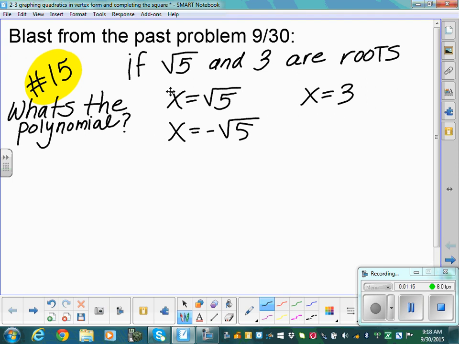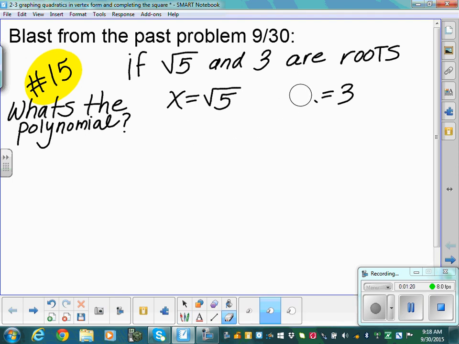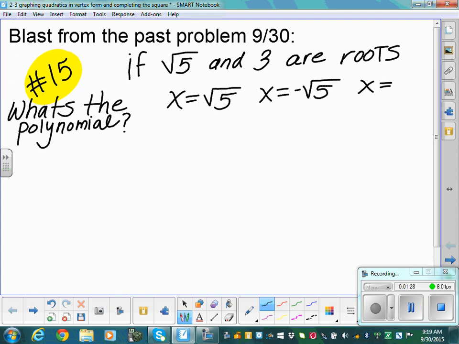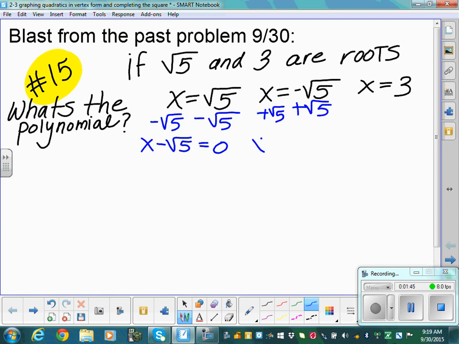Okay, so then from here, guys, you would bring things over to the other side to get it set equal to 0. I'm going to actually write this up here so I have room. So you'd say x is equal to negative square root of 5, x is equal to 3. Now, we would bring things over the correct way. So I would subtract square root of 5 from both sides. So we would get x minus the square root of 5 is equal to 0. Then here we would add square root of 5 to both sides. So we would have x plus the square root of 5 is equal to 0. And then we would subtract 3 from both sides. So we would have x minus 3 is equal to 0.